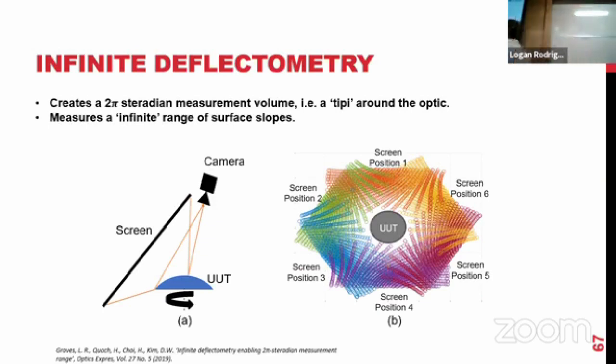We're only measuring a portion of the optic when we do this. So you can see we're only measuring this small area. And we have a camera looking down to the optic. There's an issue here. Obviously, we're only measuring some small area.